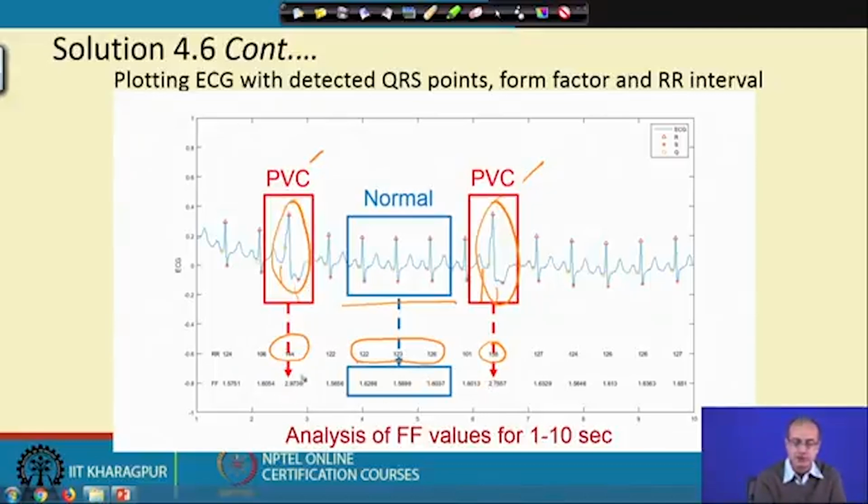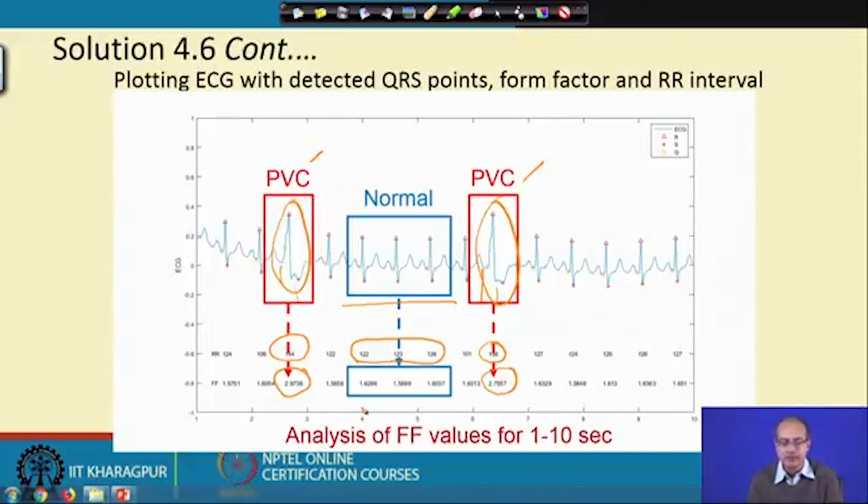Now, let us look at the form factor. For the first cycle of PVC, the value is 2.97, almost near 3. The next one is a little bit less, 2.7557. So, both of them are close to 3. On the other hand, if we look at the normal beats that we have marked here, it is between 1.58 to 1.63. The values are much less.